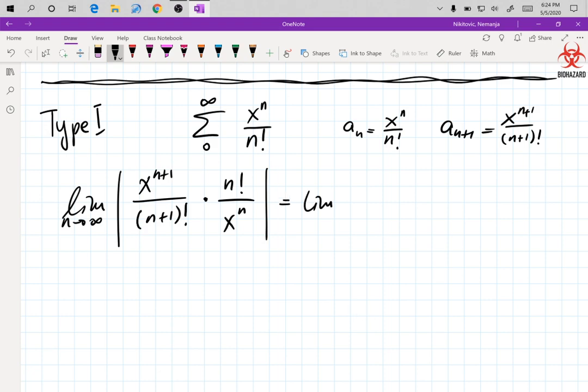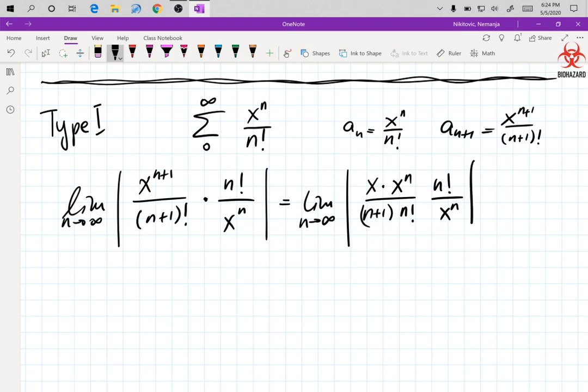Now we're going to do the limit as n goes to infinity, peel off an x, peel off n plus 1. So, standard ratio witchcraft, we are not learning anything new, right? It's nothing new. We're canceling what we can, and we are left with the limit as n goes to infinity of x over n plus 1.